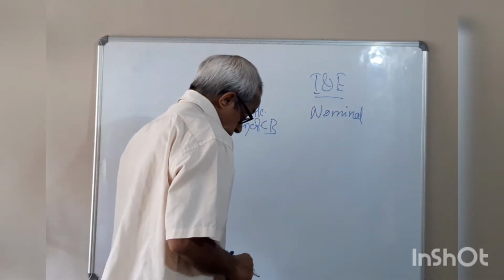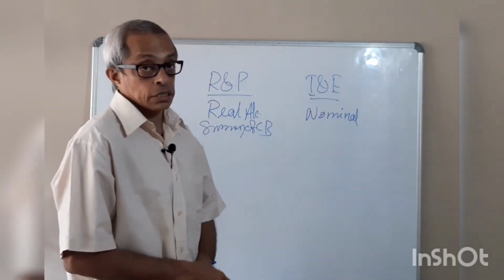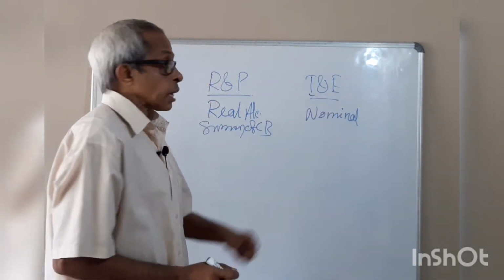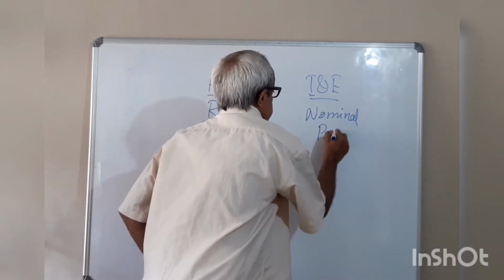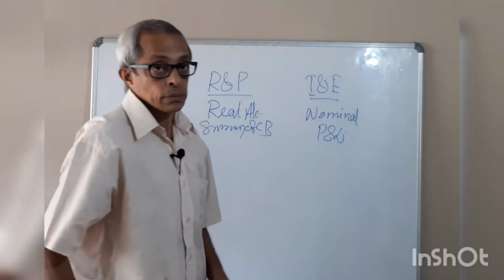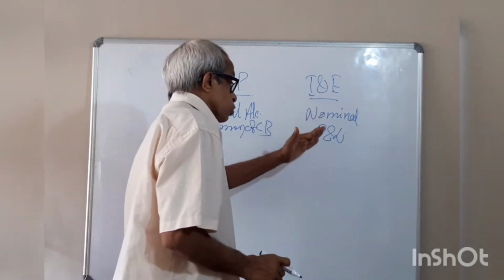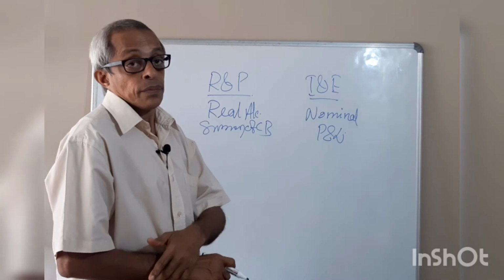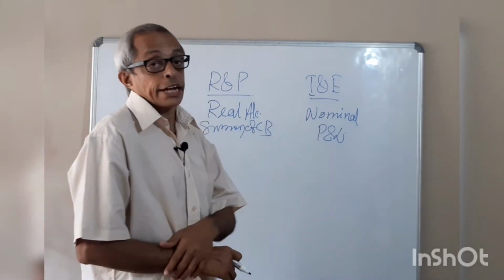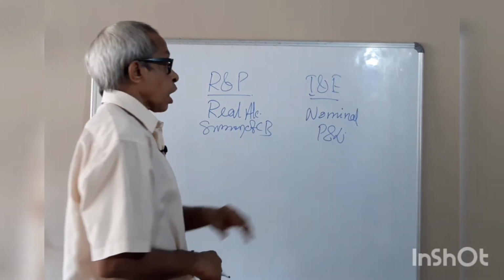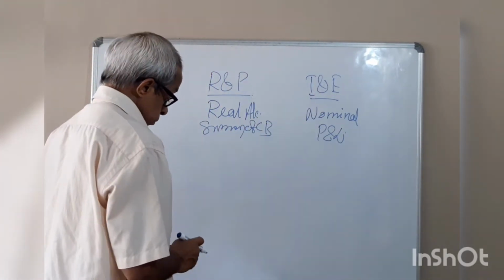But as far as income and expenditure account is concerned, it is like a profit and loss account, because all types of incomes and gains, all types of expenses and losses are posted in income and expenditure account.